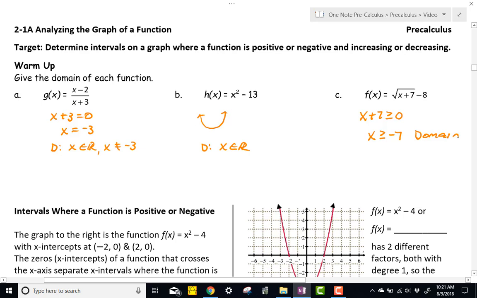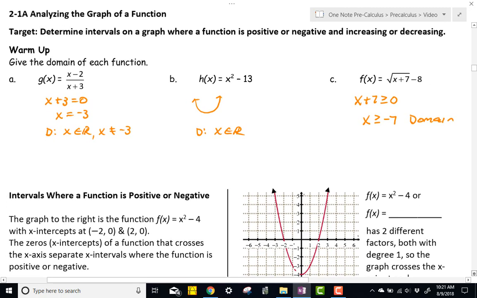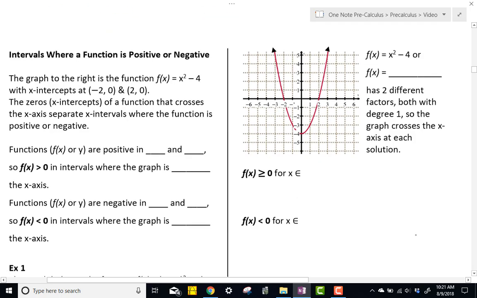So today we're going to be talking about where a function is positive and where a function is negative. The graph to the right is the function f of x equals x squared minus 4. It's just a basic parabola. It has x-intercepts at -2, 0 and 2, 0. The zeros of a function that crosses the x-axis separate the x intervals where a function is positive or negative. What do we mean by that? When we talk about a function being positive or negative, we're talking about the y values of the function.